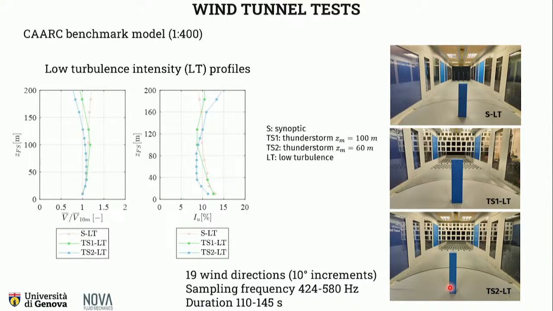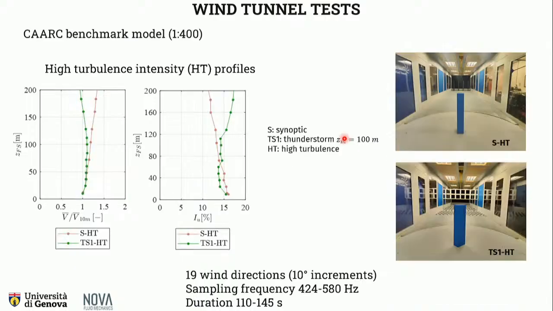So tests on the CAARC benchmark model were carried out using 5 different configurations. 3 of them were for low turbulence intensity, 1 synoptic and 2 thunderstorm profiles with 2 different heights of the nose, and 2 high turbulence intensity profiles, 1 synoptic and 1 thunderstorm. Due to symmetry, we tested only 19 wind directions with 10-degree increments.